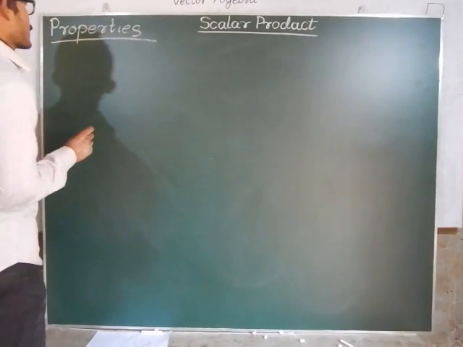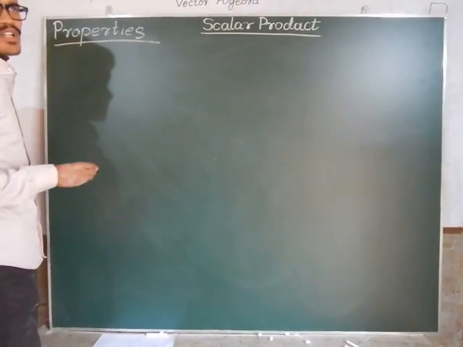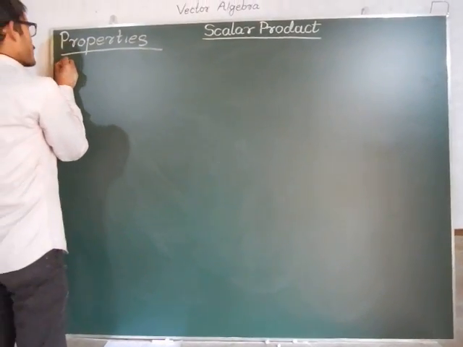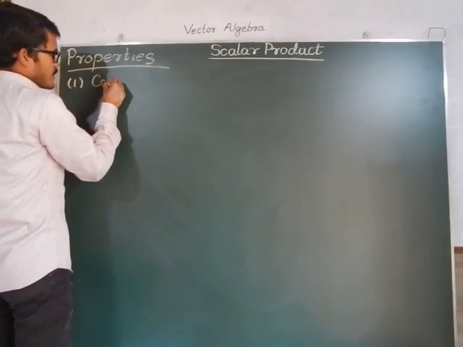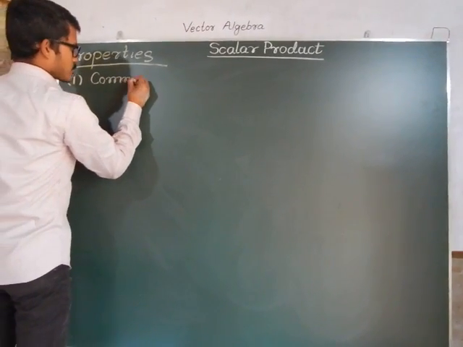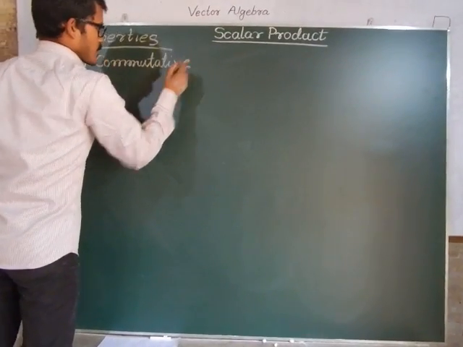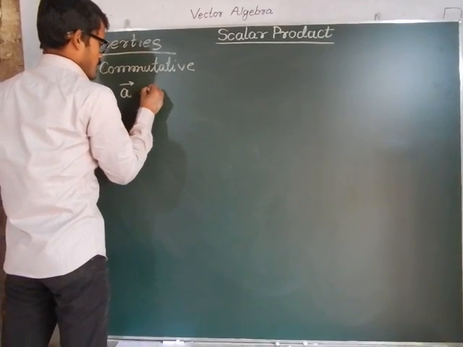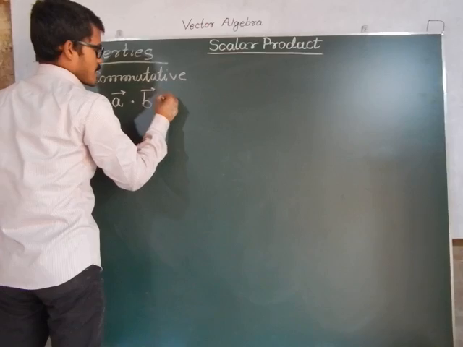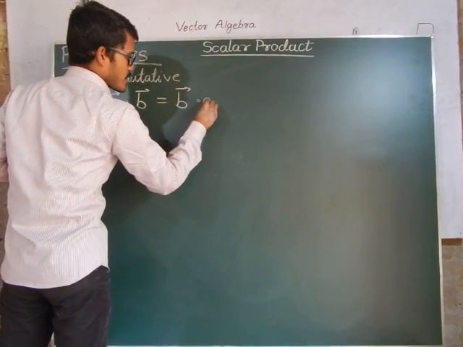Friends, in this video, we will tell you the properties of scalar products. First property: the scalar product of two vectors is commutative. Commutative means A dot B is equal to B dot A.